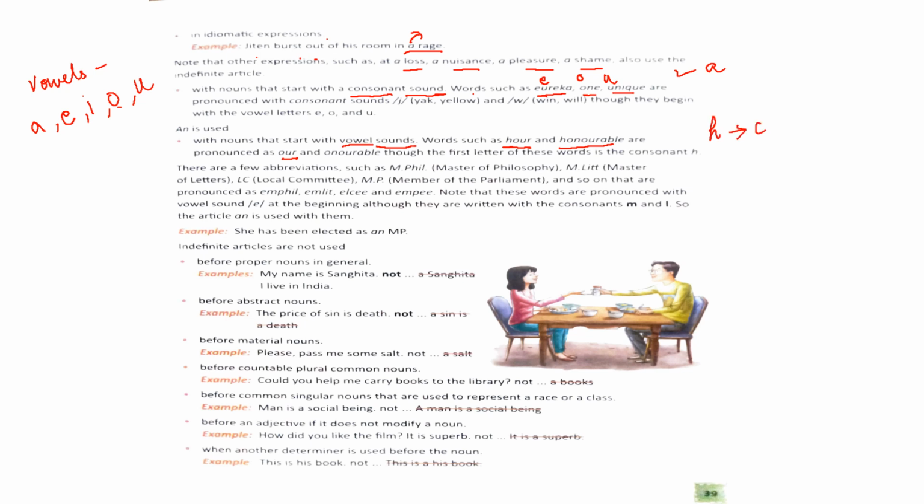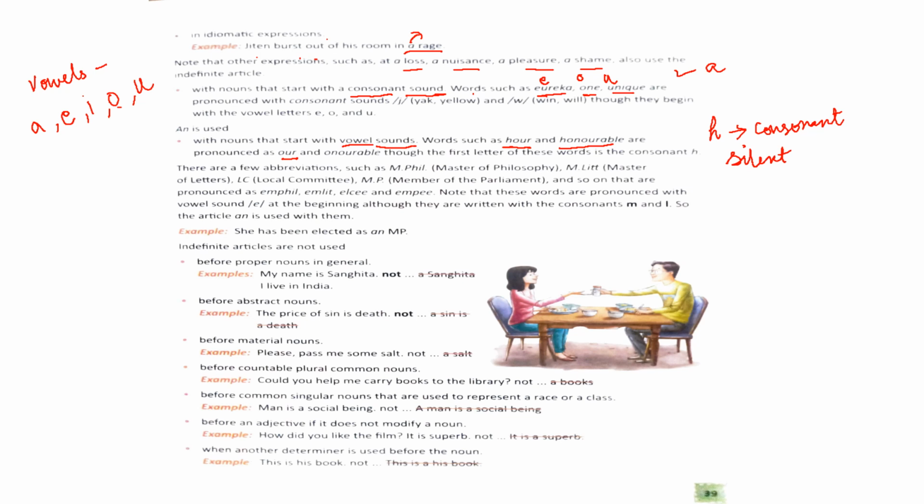H is a consonant. Though it is a consonant, in these two words, hour and honorable, it is silent, and the word begins with a vowel sound. So hence we use the article "an" with these two words: an hour, an honorable man.